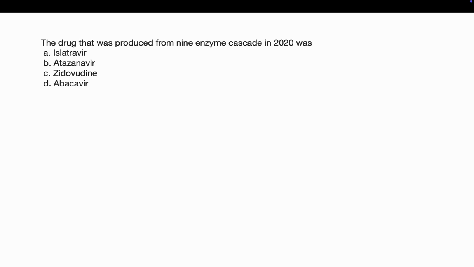The drug that was produced from a 9 enzyme cascade in 2020 was dash. Whenever the drug name ends with VIR, these are antiviral drugs, and these VIR drugs specifically are anti-HIV drugs. And the answer is A.